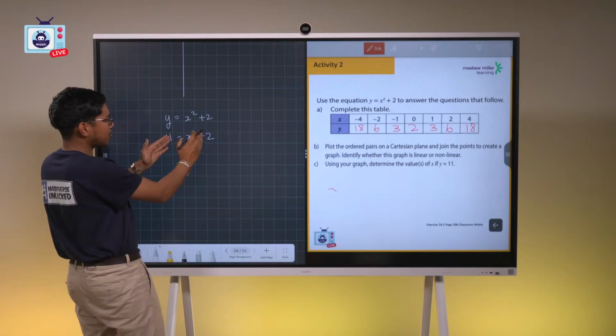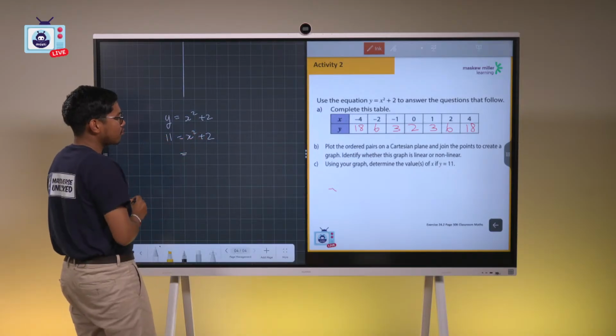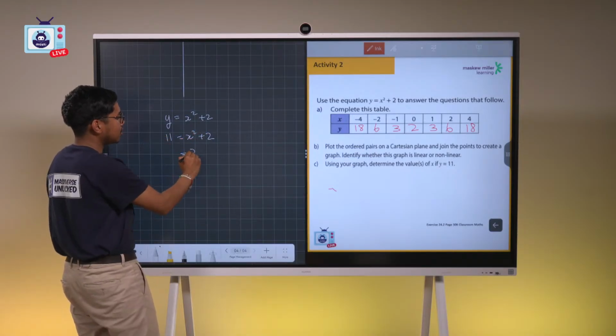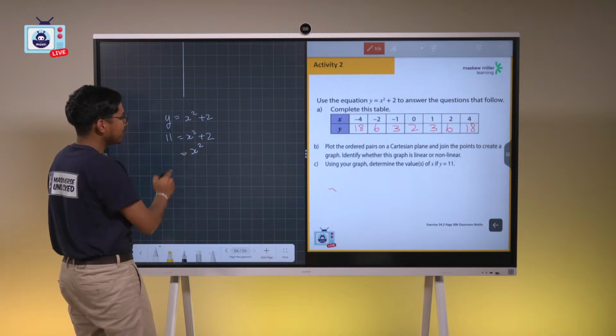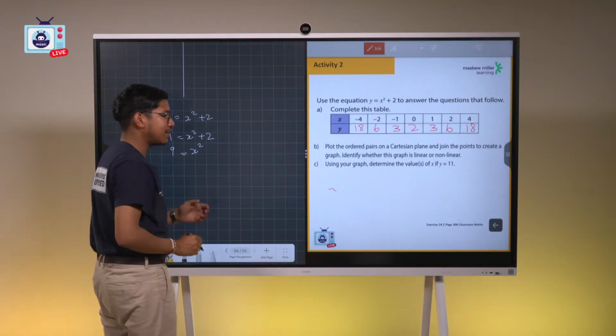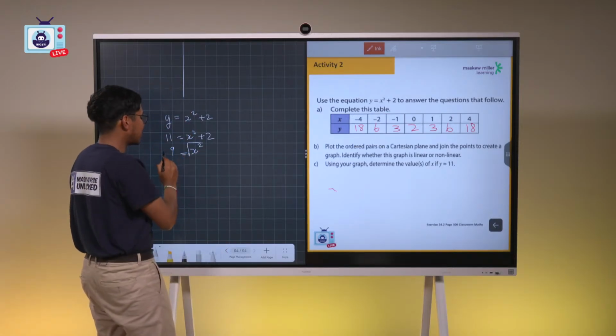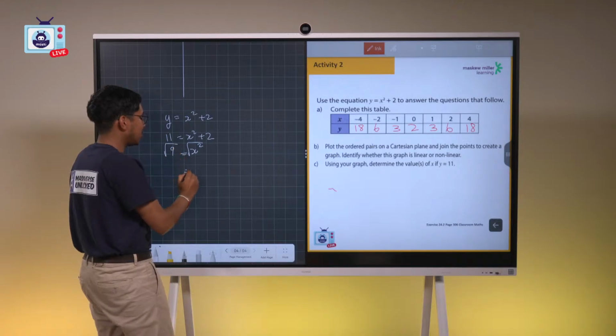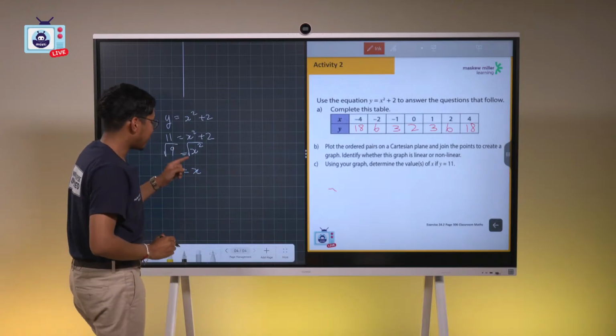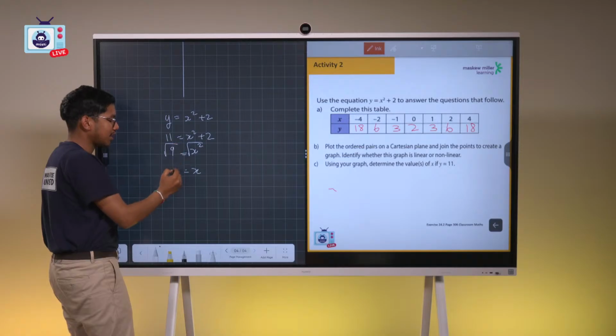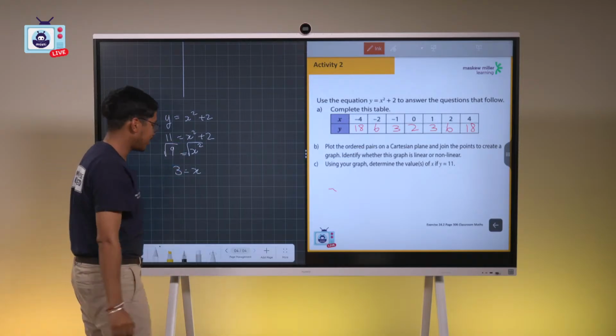How do I get x on its own here? I will subtract 2 from both sides. If I subtract 2 over here, I will be left with x². If I subtract 2 from 11, I'll be left with 9. And how do I eliminate a square? I square root. So I square root the right-hand side, I square root the left-hand side, and I can see that if my y value is 11, at that point, the x value is 3.